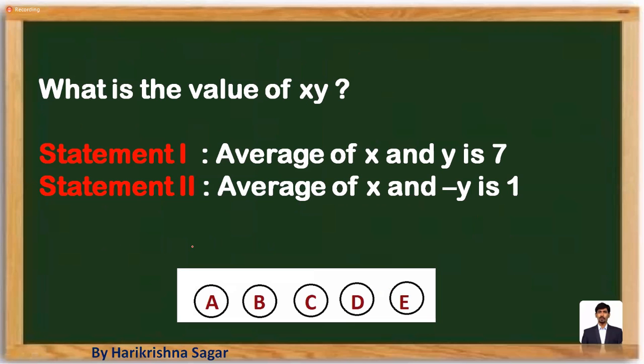So we can just understand now. What is the value of xy is the question. Average of x and y is going to be 7. First, look at two important instructions before we solve the questions. When you are solving a question related to data sufficiency, read the statements individually. Read the statements individually.